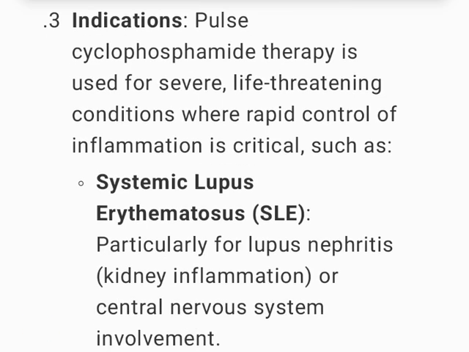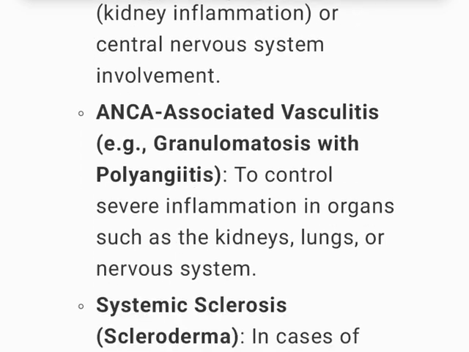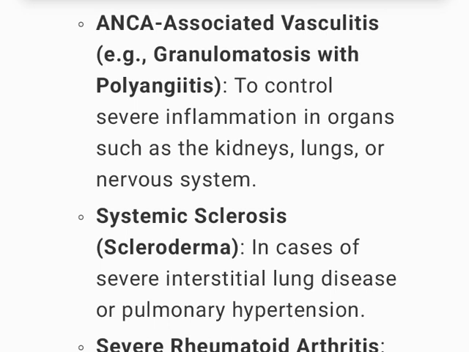3. Indications. Pulse cyclophosphamide therapy is used for severe, life-threatening conditions where rapid control of inflammation is critical, such as systemic lupus erythematosus (SLE), particularly for lupus nephritis, kidney inflammation, or central nervous system involvement. ANCA-associated vasculitis, e.g., granulomatosis with polyangiitis, to control severe inflammation in organs such as the kidneys, lungs, or nervous system.